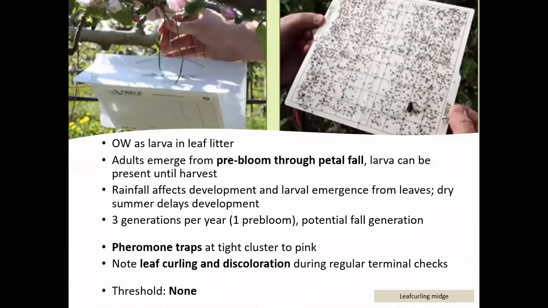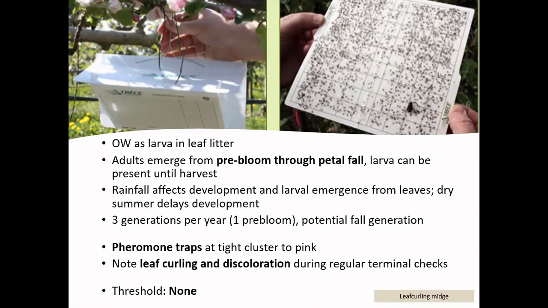So leaf curling midge overwinter as larvae in the leaf litter, and the adults start to emerge early season. And this can occur as early as half-inch green to tight cluster, and that flight occurs throughout petal fall. And there are multiple generations then that continue all the way into harvest and late fall. Now, rainfall really affects development and emergence of this pest, and so if there are dry summers, then it is possible that development can be delayed.